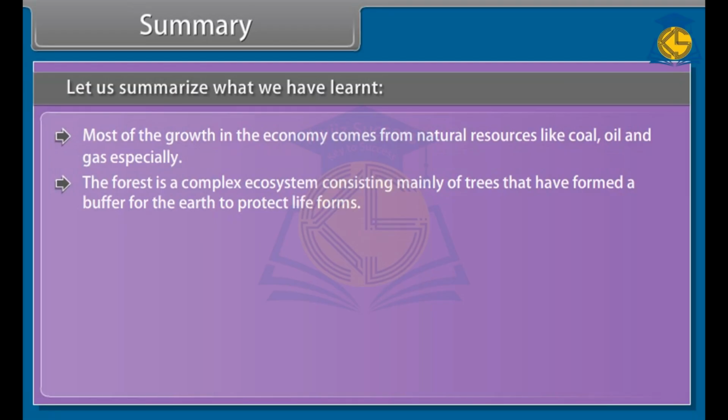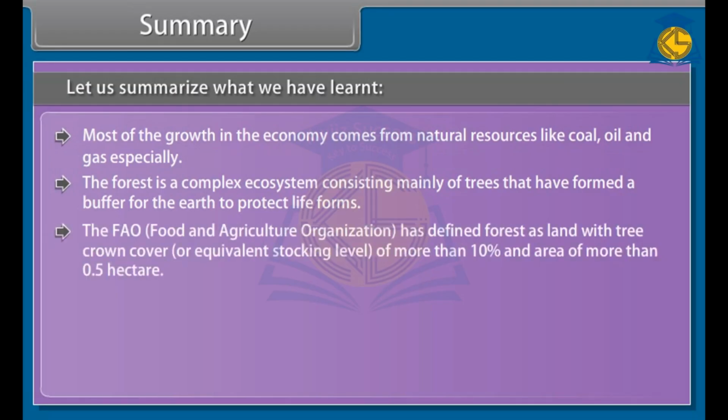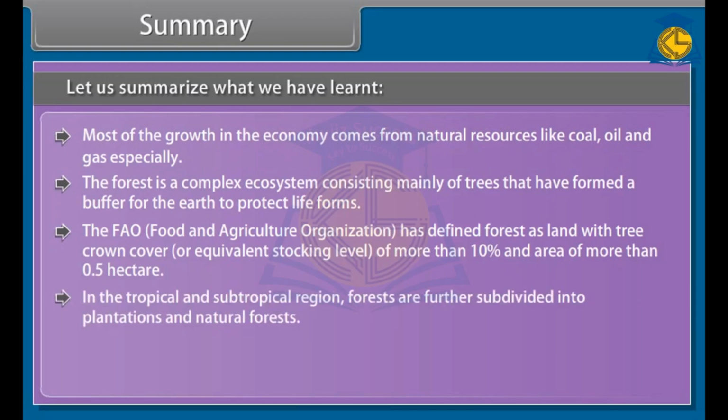life forms. The FAO, Food and Agriculture Organization, has defined forest as land with tree crown cover or equivalent stocking level of more than 10% and area of more than 0.5 hectare. In the tropical and subtropical region, forests are further subdivided into plantations and natural forests.